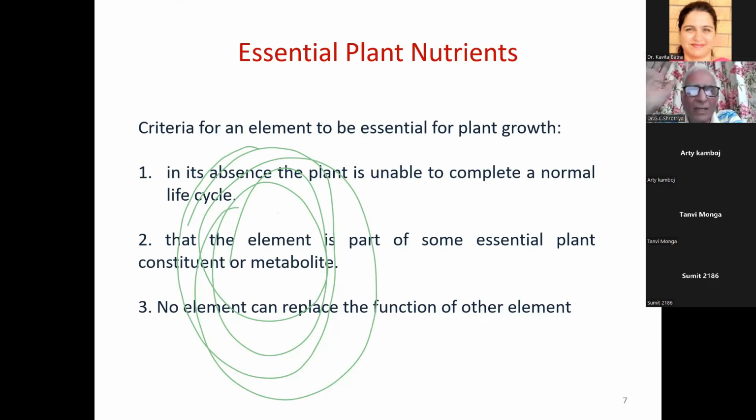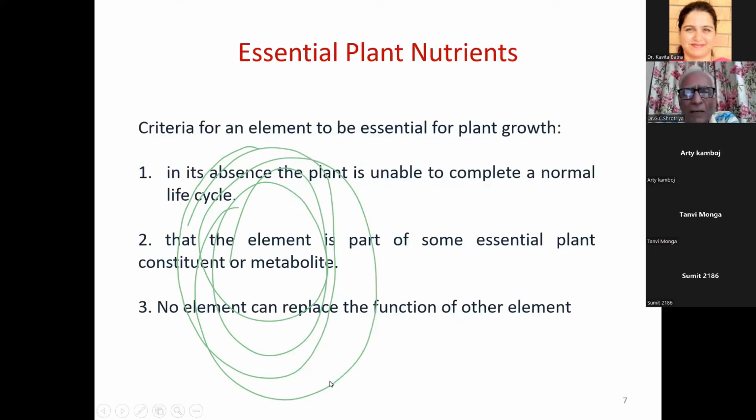So sometimes you say the growth is not there. We don't know which nutrient is not there in the soil or in your nutrient solution. So if some nutrient is deficient or missing, the plant is not in a position to complete its normal life cycle. That is how it is essential.